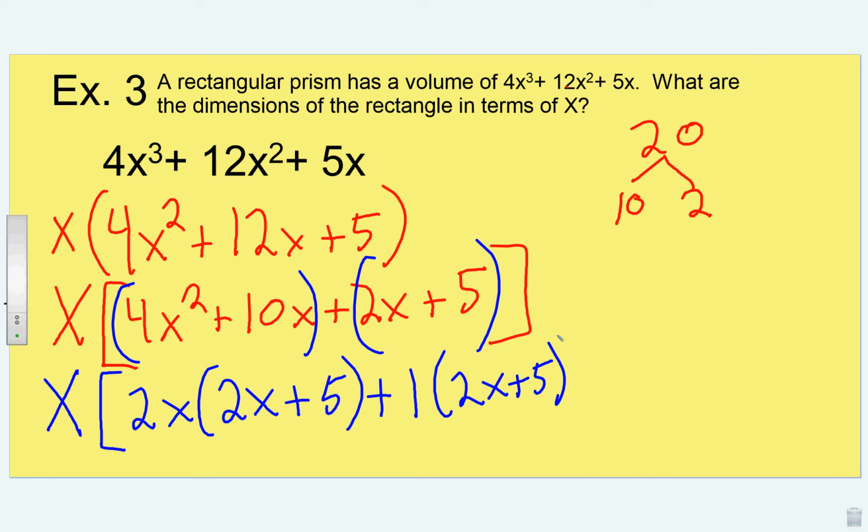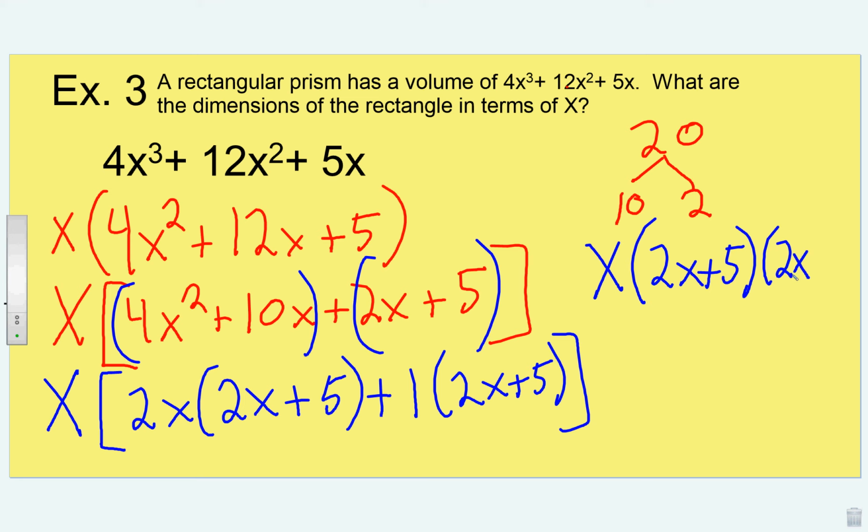So we should be able to kind of write our final answer and see it all together. But I'm going to have to go up here, probably, to write it. And that is you have x, in whatever order you really want here, 2x plus 5, and then 2x minus 1. And those are your 3 dimensions.